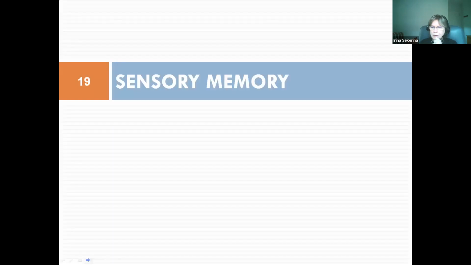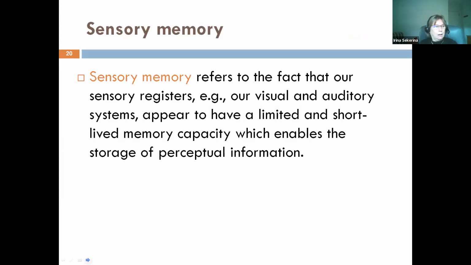All right, so let's start with the sensory memory, a very interesting and kind of difficult topic. It has to do with our sensory registers, so visual, auditory, taste, and so on. And just think about it in terms of, let's say, auditory memory, that it looks like it is limited in terms of how much perceptual information we can hold on to.